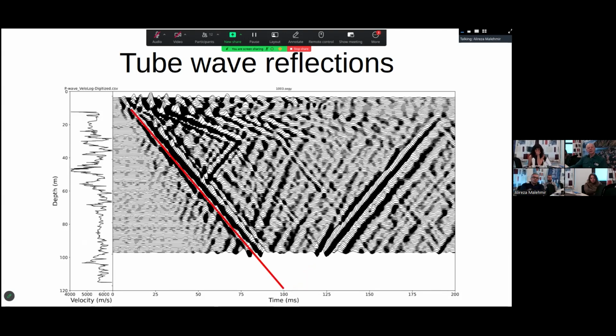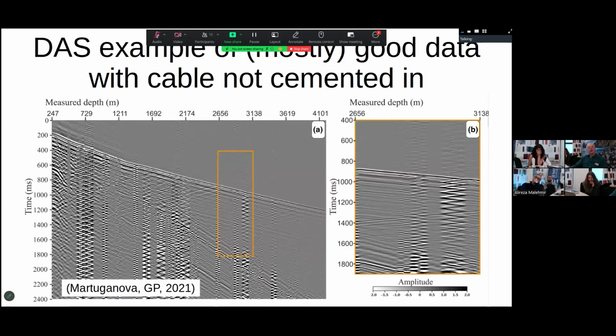If we look at the downgoing tube wave and the upgoing tube wave, and we see where they intersect, that's exactly at the bottom of the borehole. The borehole was about 120 meters deep, so that makes sense. Then we have that tube wave reflection there coming off some zone at about 55 meters, probably related to this low velocity zone here, which has higher permeability.